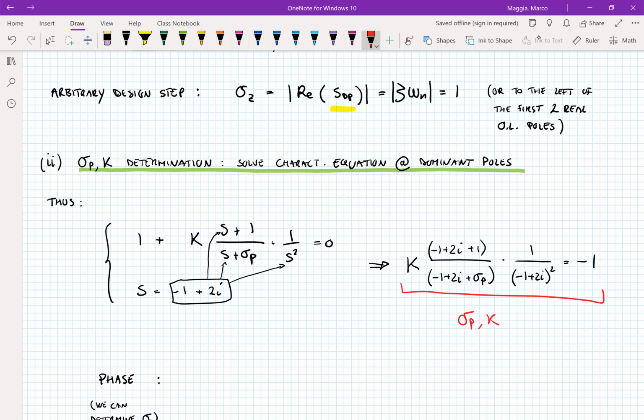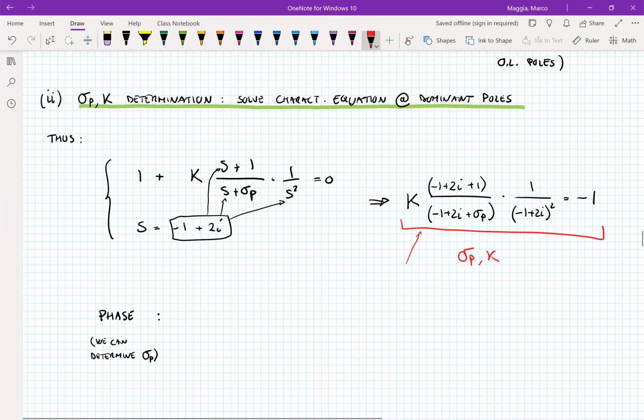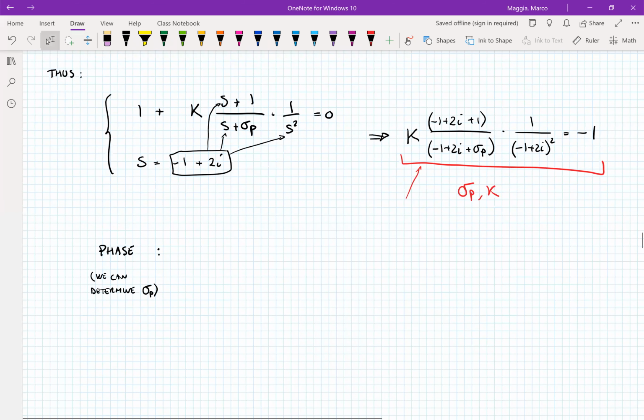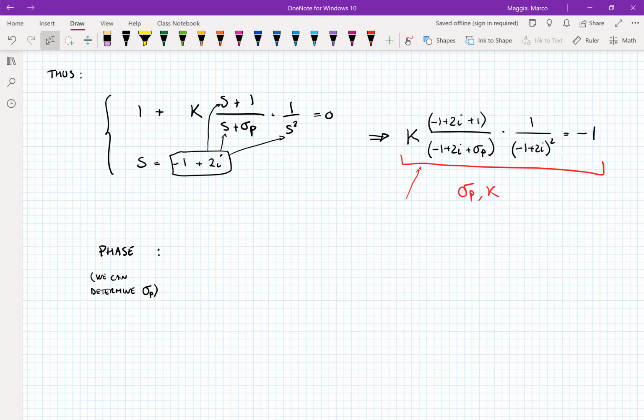But if you go back to when we introduced the root locus, I told you that when we are satisfying the characteristic equation, since it's a complex equation, that can be broken down into two equations. And in particular, we have the phase equation and the magnitude equation. Now, if we start with the phase equation, we can directly determine sigma p. So what is the phase equation associated with the left-hand side of this characteristic equation?